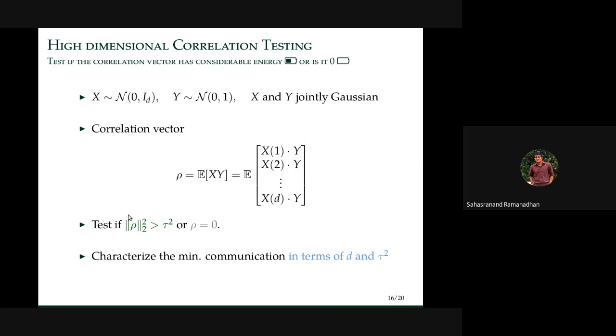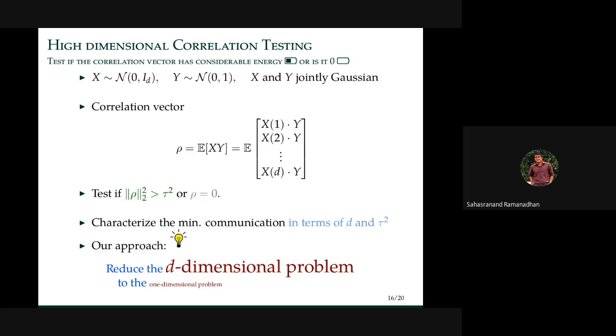So whether the squared norm of this vector rho is greater than tau square or is equal to 0. We would like to characterize the minimum communication in terms of t and tau square. This is the goal here. So our approach is to reduce this d-dimensional problem to the one-dimensional problem. So how do we do that?